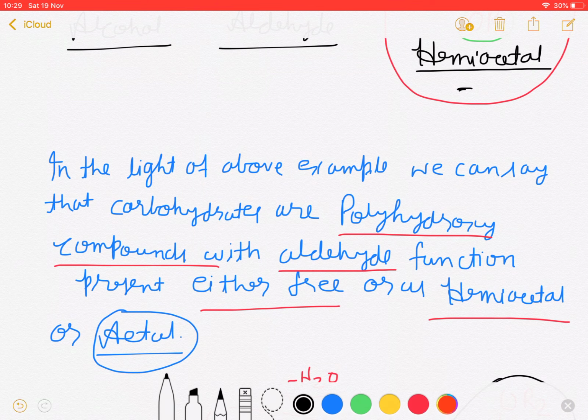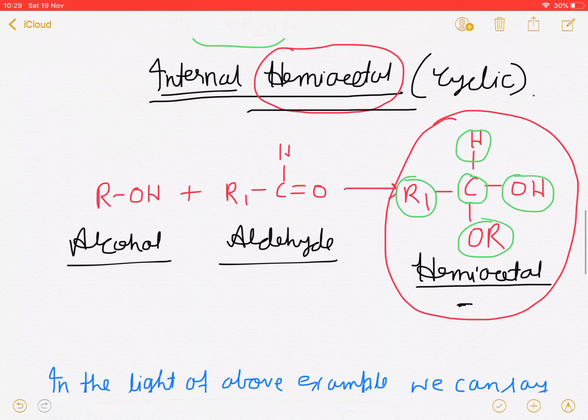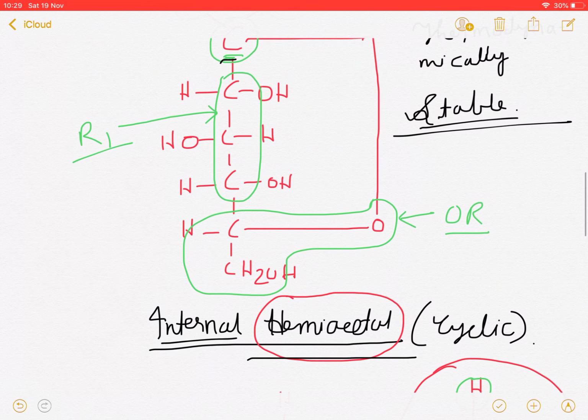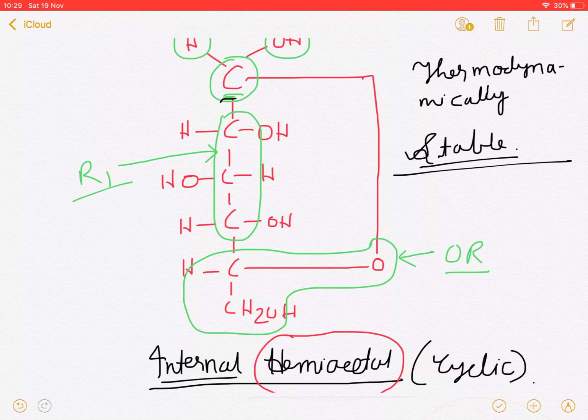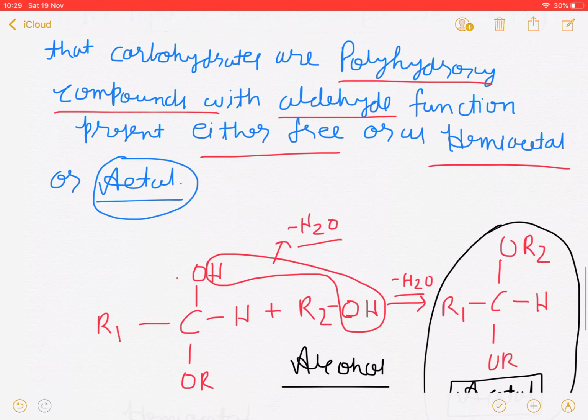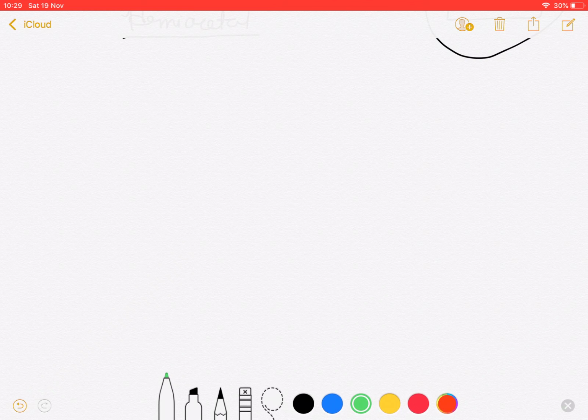So in the light of the above example, and the above example is of glucose, if I take fructose over here, then you would see the formation of hemiketal over there. So I'm going to take the example of fructose right now. So fructose is going to be something like that.